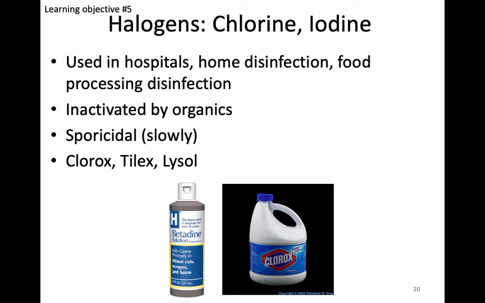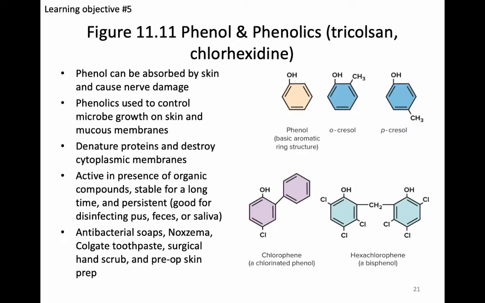These are great chemicals for reducing microbe growth because they are sporicidal, so they can kill spores. However, they are inactivated by organics, meaning if there's a lot of organic matter like blood or feces or urine, that can inactivate the chemical, so it doesn't work in the presence of those.